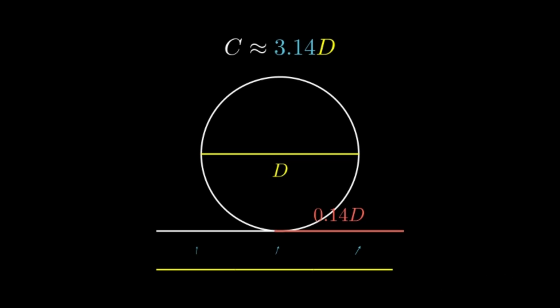This ratio is remarkably consistent. No matter how large or small a circle is, the circumference will always be about 3.14 times its diameter. This special ratio has a name. We call it pi, represented by the Greek letter π.